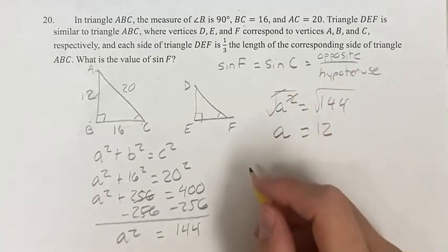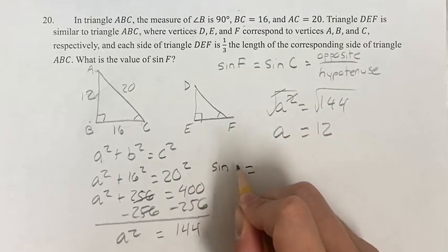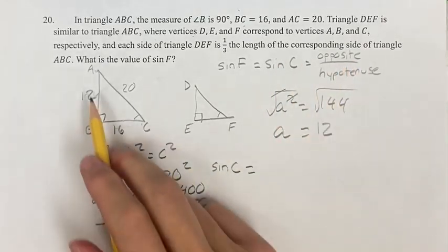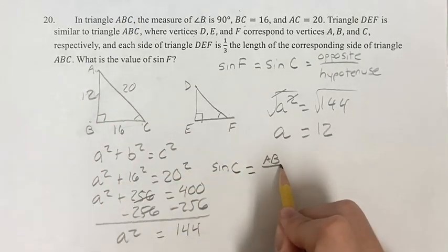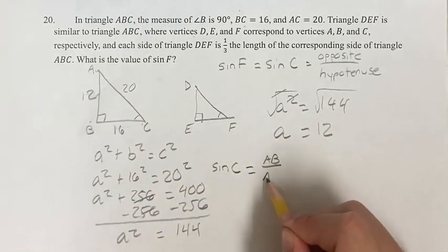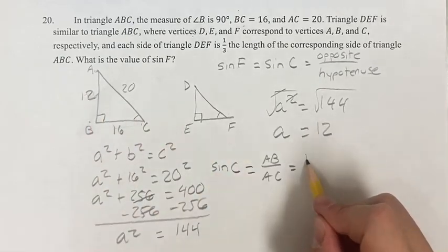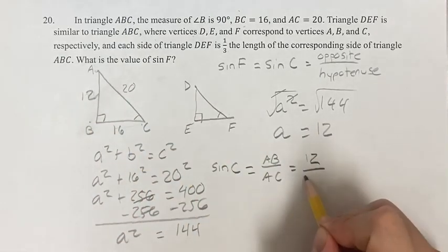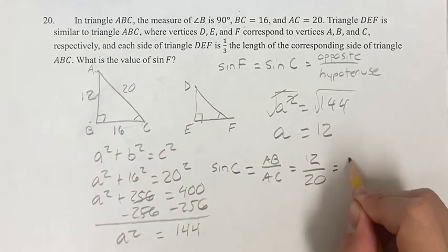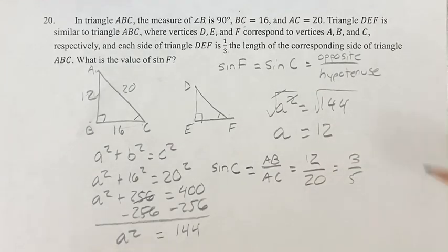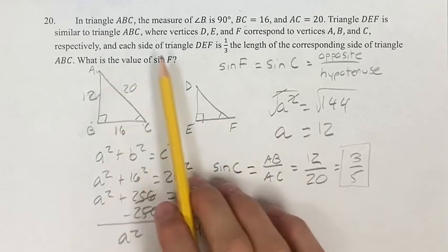And sine C, the opposite is going to be AB, the hypotenuse is AC, and this is 12 over AC, which is 20, and this is equivalent to 3/5. So that is going to be your final answer. The value of sine F is 3/5.